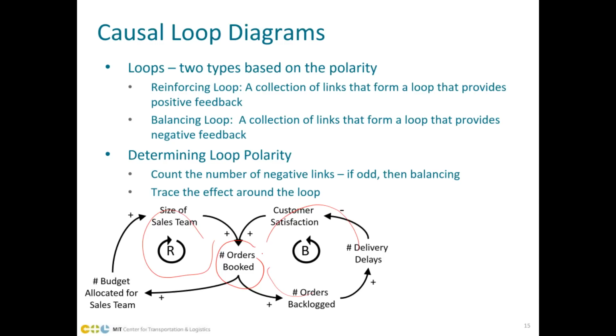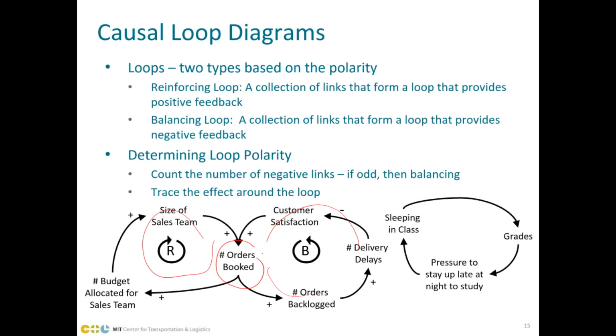Now I could also figure this out by counting the number of negative links. If it's odd, then it's balancing. Think of a positive link as a positive number and a negative link as a negative. When you multiply them, any positive times a negative will be a negative. However, two negatives turn into a positive. So let's give a quick example of that, something near and dear to my heart, sleeping in class.